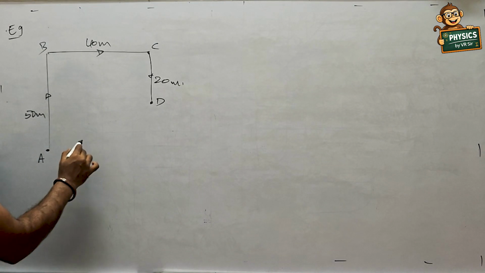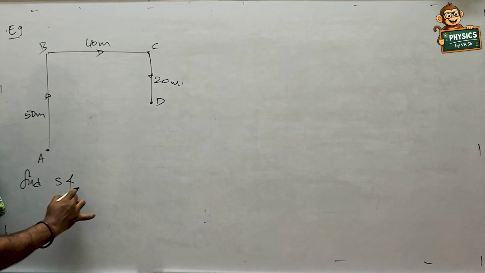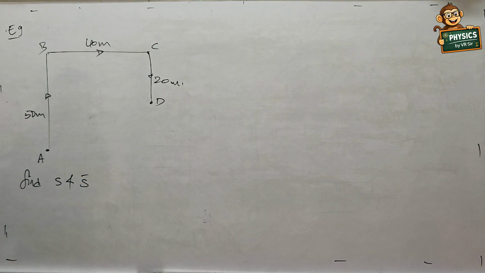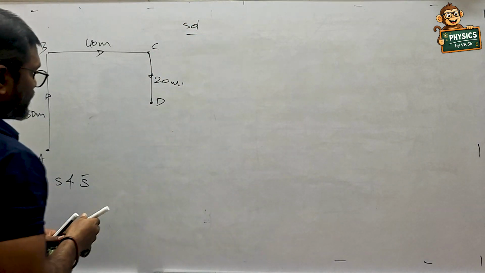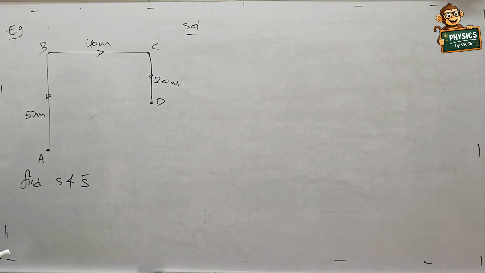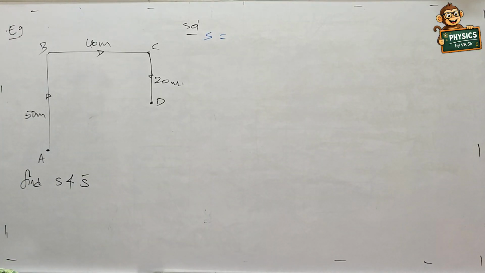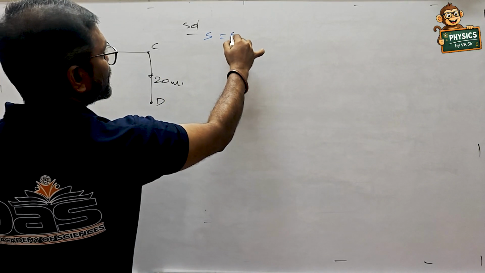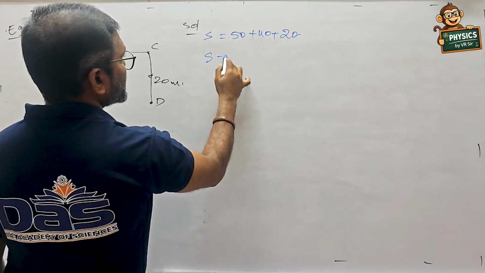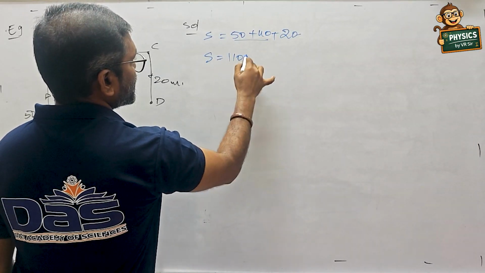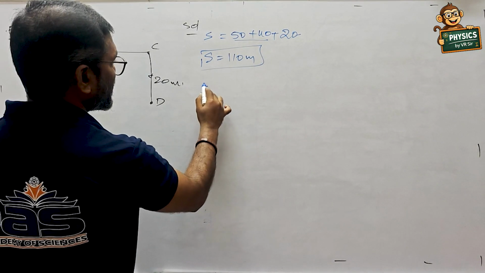In this case, they ask us to find distance and displacement. Now distance. How can you take the distance? Total length of the path, isn't it? From the beginning itself I keep telling you. So total length of the path, what is that? 50 plus 40 plus 20. So how much is that? It's 110 meters. Distance is 110 meters.